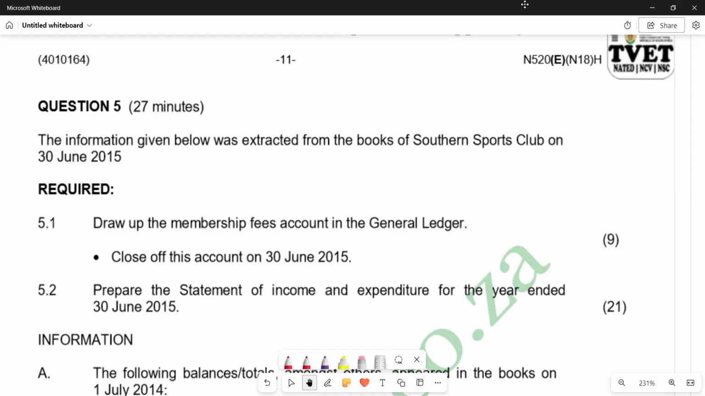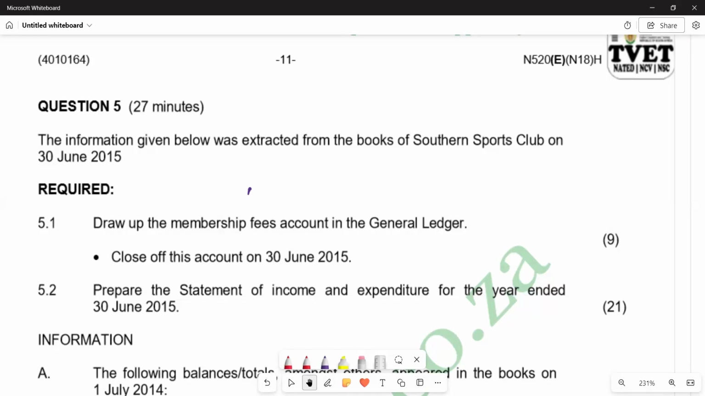In this video, we want to look at the preparation of the income and expenditure account. So this is the question that we have. We are going to read the question and then answer what is required. The question reads: the information given below was extracted from the books of Southern Sports Club on 30 June 2015. And then the required part reads: draw up the membership fees account in the general ledger and then close off this account on 30 June 2015.